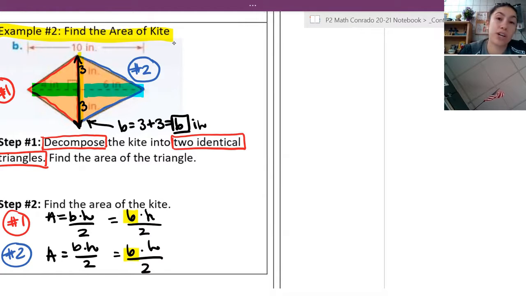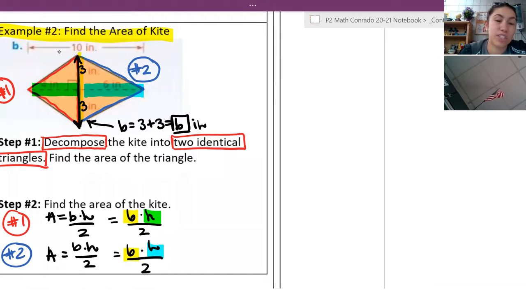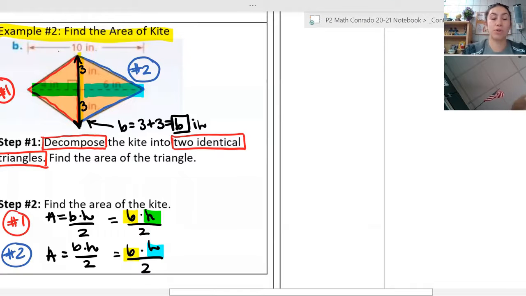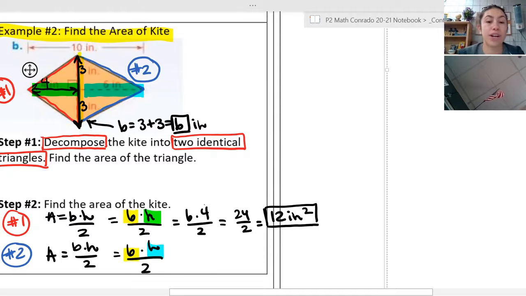We know that the base is 6 for both triangles because they share a base. If we go back now to triangle number 1 that's highlighted in red, if we look at that triangle's height, which is highlighted in green, notice how we don't go all the way down from one corner to the other corner. We stop at the base. So that height is 4. So 6 times 4 divided by 2, because we plug it into our formula, is 12 inches squared. That is the area for the triangle in red.